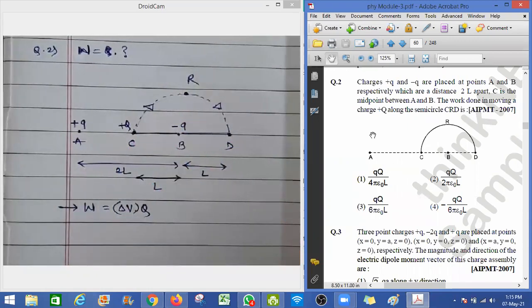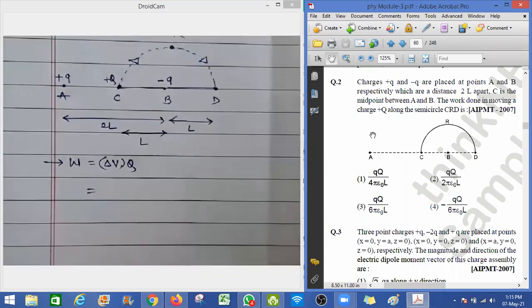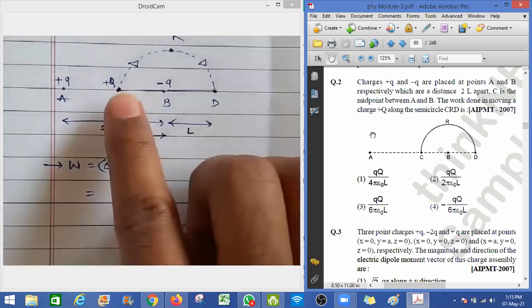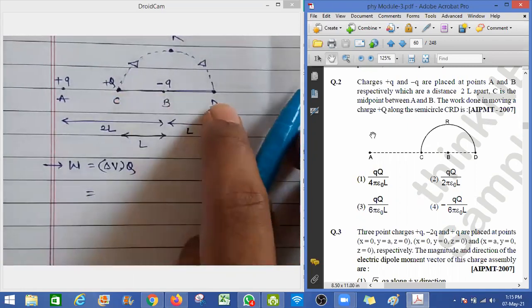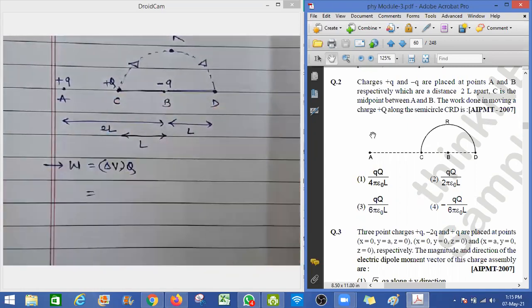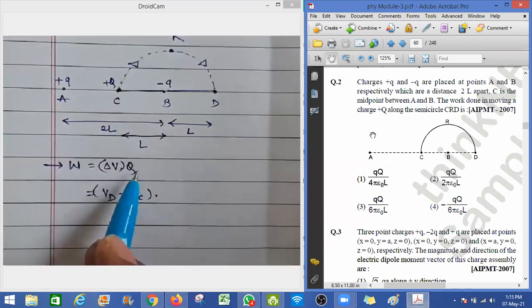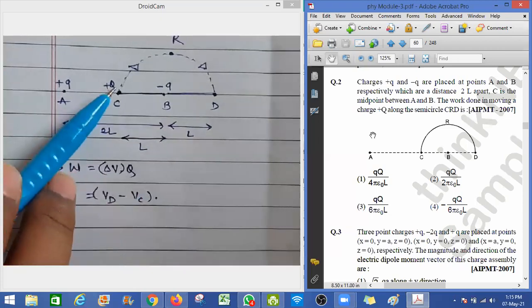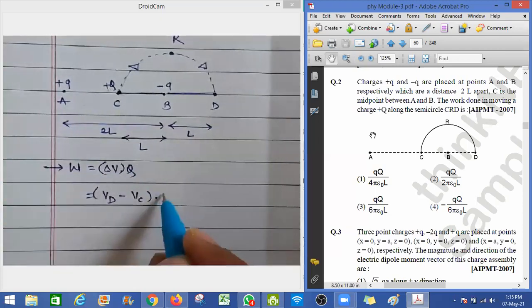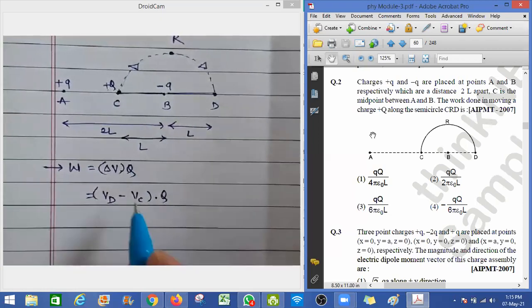What we have to find out is this. To find out the potential difference, we can simply say potential at final point minus potential at initial point. The final point is point D, the initial point is point C. So just write final point minus initial point: potential at final point D minus potential at initial point C, potential difference into charge. Which charge is to be moved? Plus capital Q charge is to be moved. So Q is nothing but Q itself. So this is the work done, which is equal to VQ, where V is the potential difference.